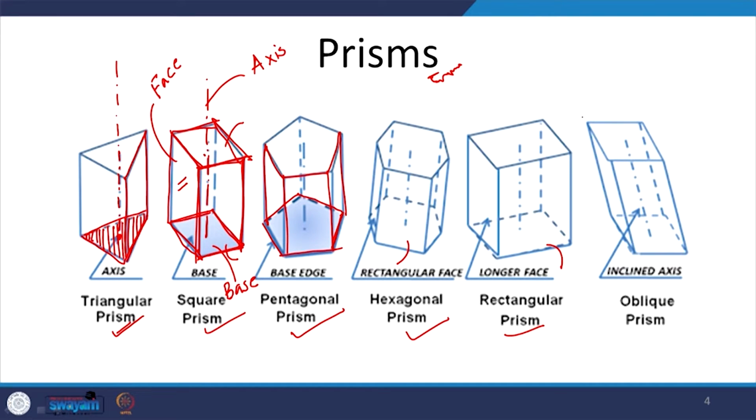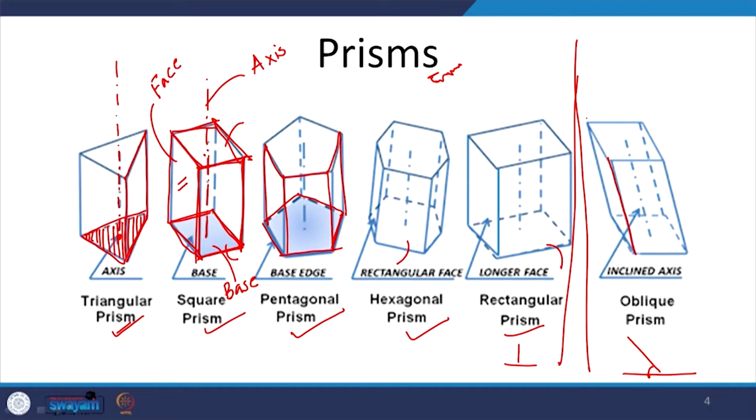All these are regular prisms with perpendicular axis. So within prism we will have 2 categories. One where the axis is perpendicular to the base and the other one where the axis is making a certain angle with the base. So it is not perpendicular. However, the top and bottom will remain the square or whatever the base shape is, and each of the faces, instead of becoming a rectangle, will become a parallelogram.